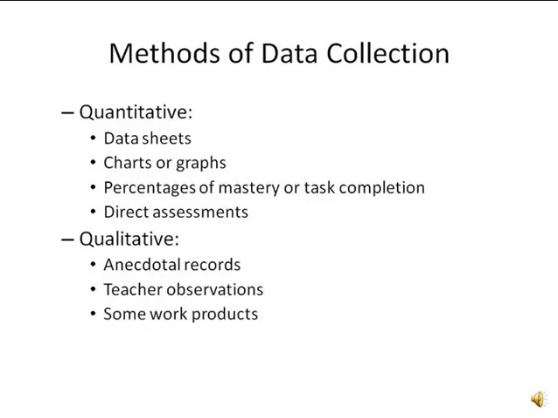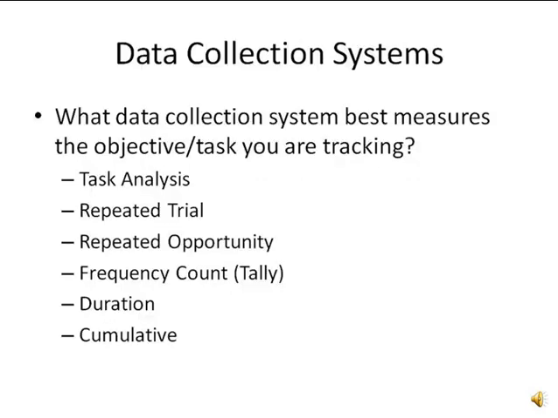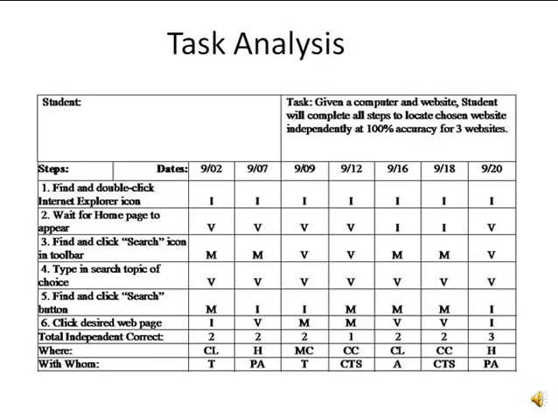Qualitatively, there can be anecdotal records taken on student work samples. It could just be the sample of the work itself, or it could be a teacher observation of everything that's occurring. For the data collection systems, we're going to start looking at data sheets, and you have to identify which type of data sheet best matches the skill or the task that you're trying to measure.